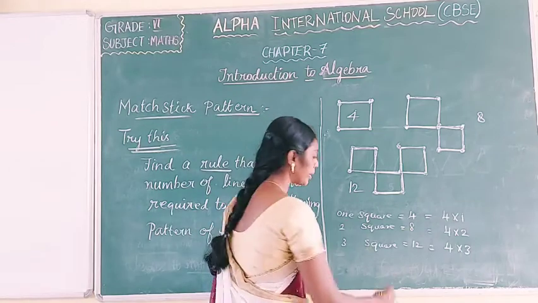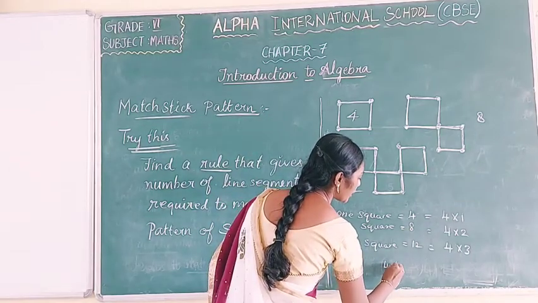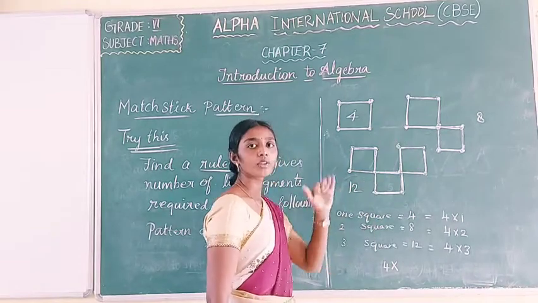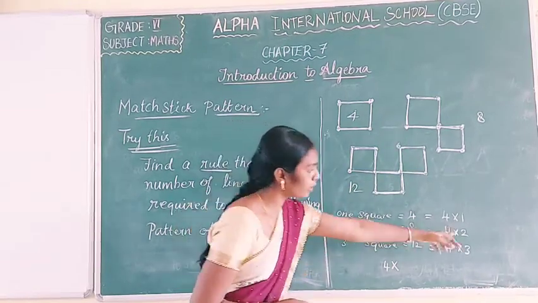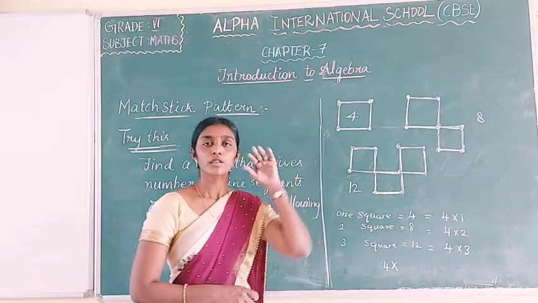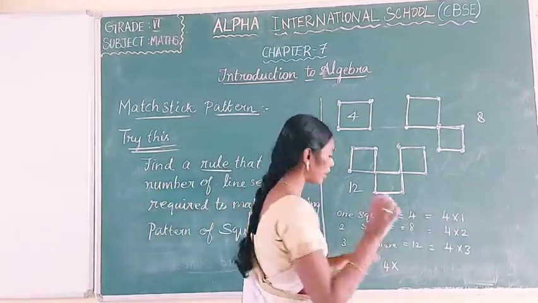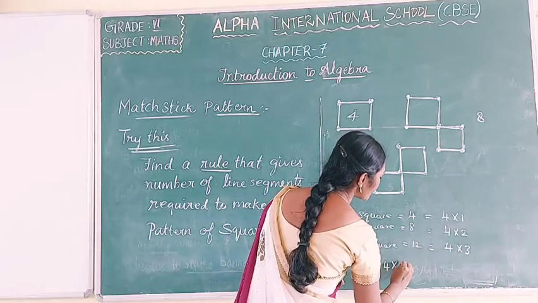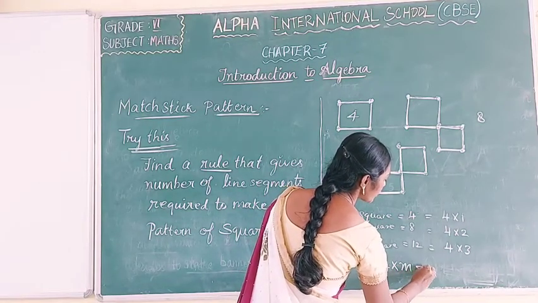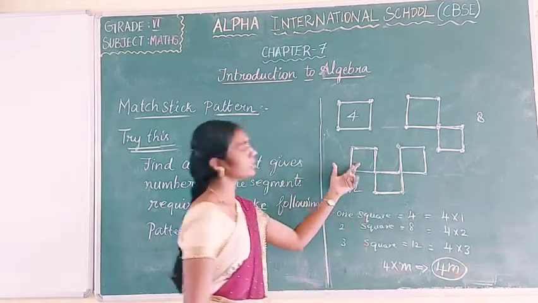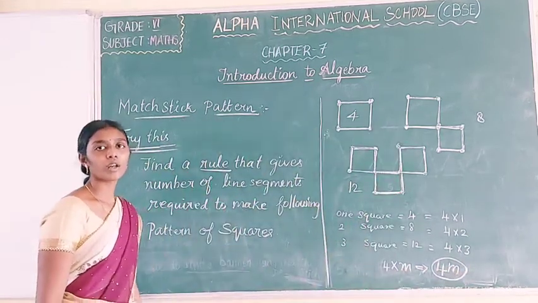What is the constant number here? 4 is constant. Multiplication is also the same. Only the number of squares is varying. So I want to give a variable for the varying numbers 1, 2, 3. These numbers are not constant, so in that place I need to give one variable. Here you can give as you wish. I am giving the variable as m itself. So this implies 4m is the rule for this pattern. 4m is the rule of this pattern.